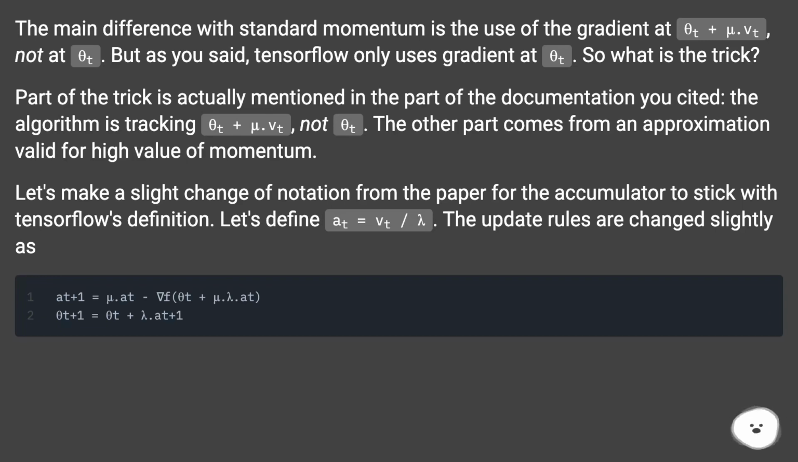So what is the trick? Part of the trick is actually mentioned in the part of the documentation you cited. The algorithm is tracking theta_t plus mu v_t, not theta_t. The other part comes from an approximation valid for high values of momentum. Let's make a slight change of notation from the paper for the accumulator to stick with TensorFlow's definition. Let's define a_t equals v_t lambda. The update rules are changed slightly as follows.